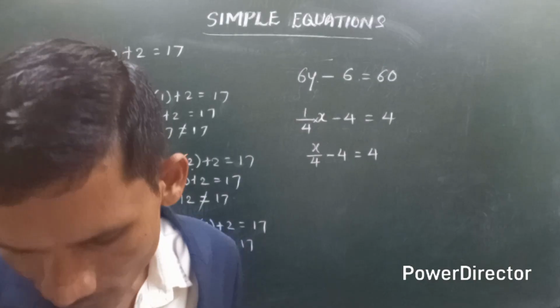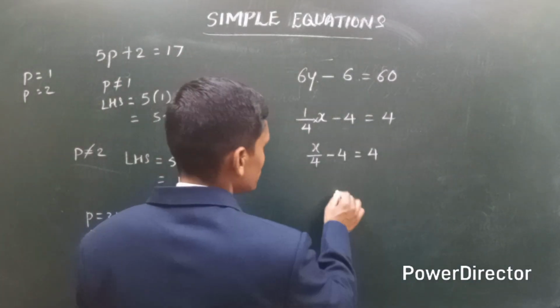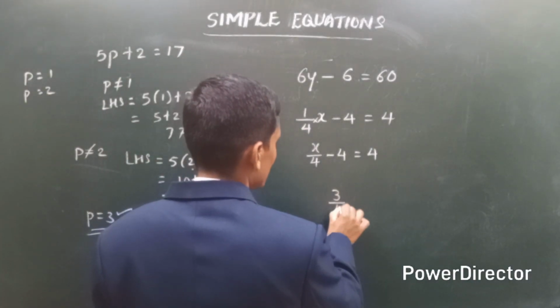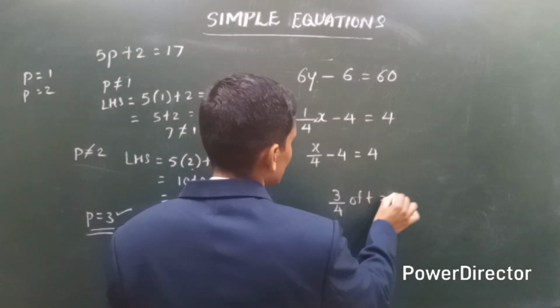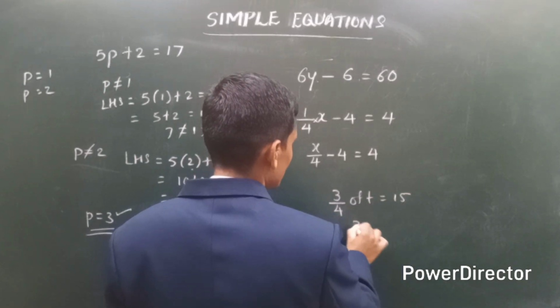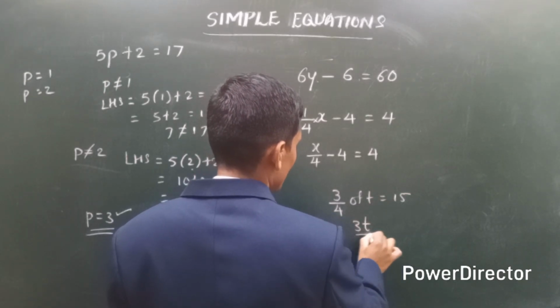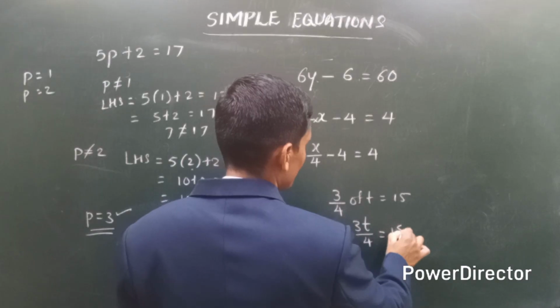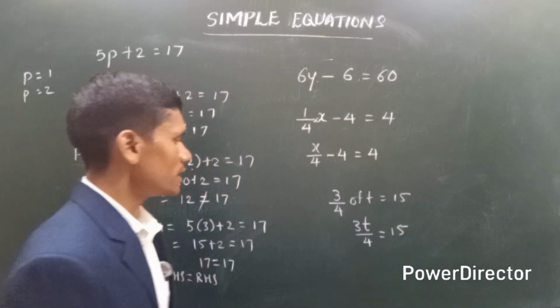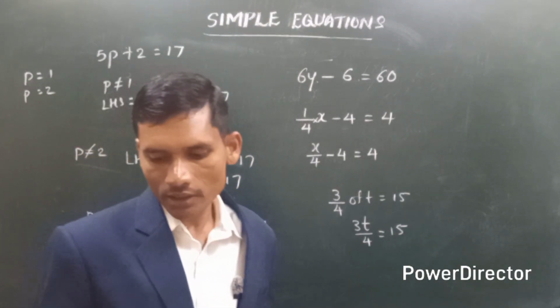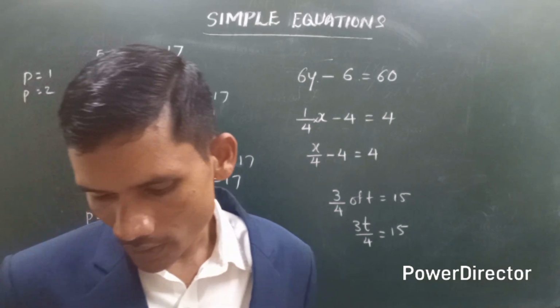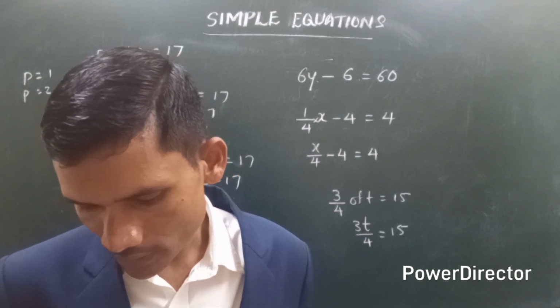3/4 of t is 15. Question number 5. 3/4 of t is 15. So how to take this? 3t by 4 is equal to 15, you can take. Right? So this is the equation for that. Next, you can try the others like that.